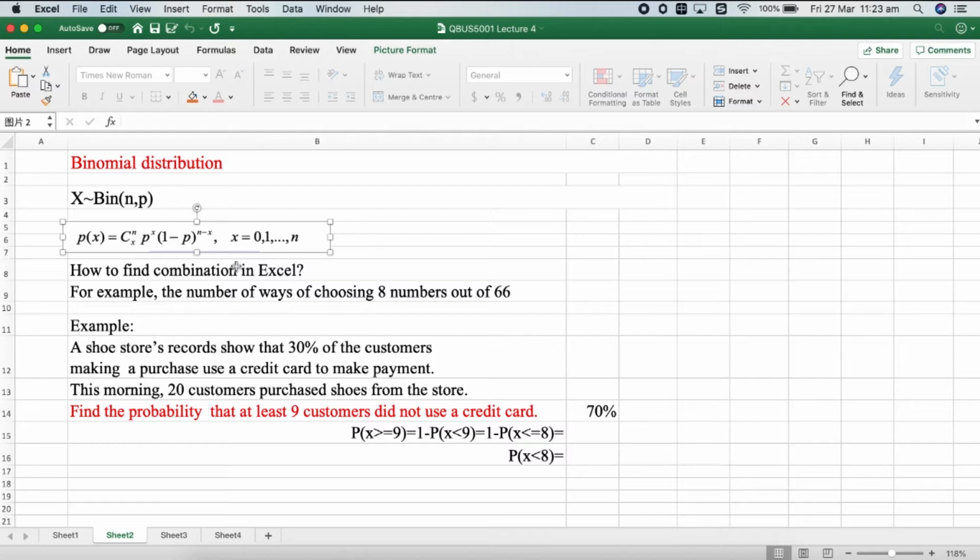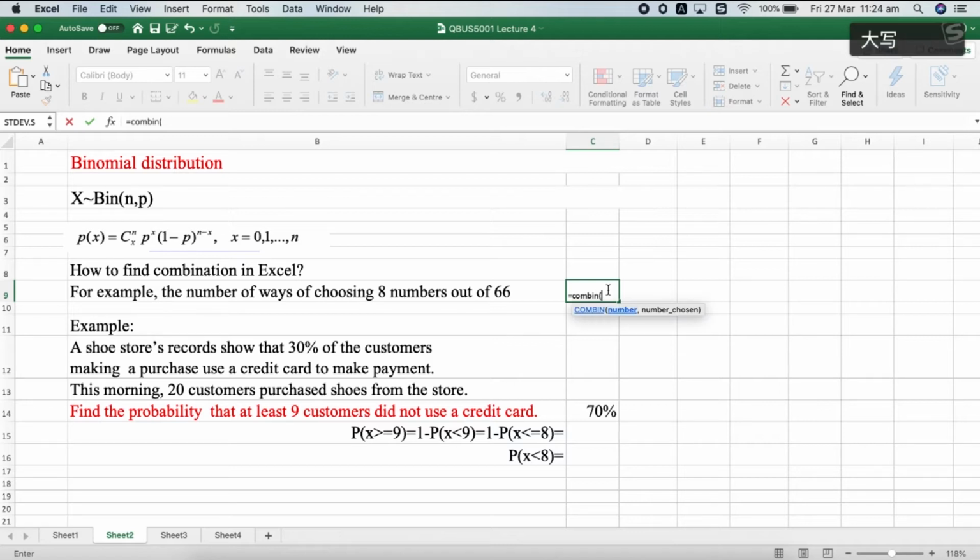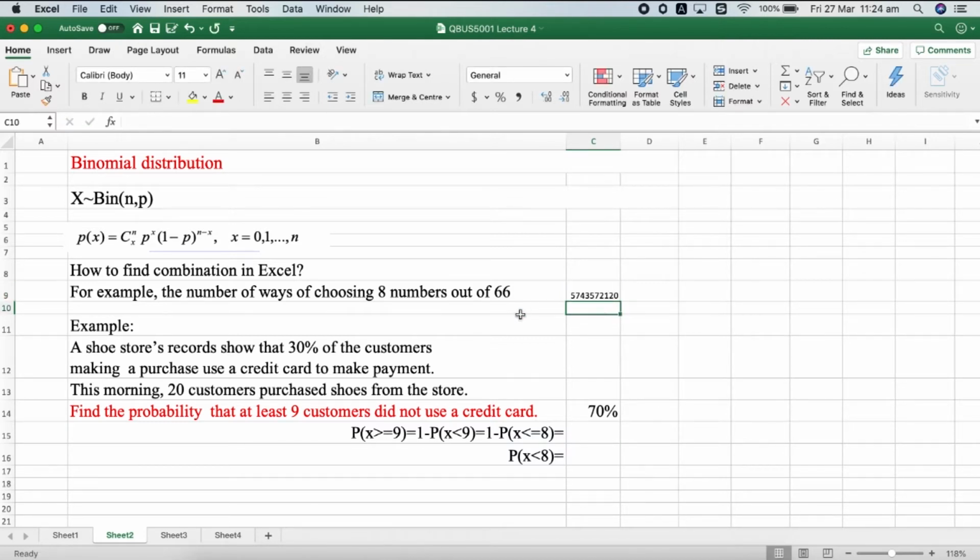Okay, let's see how to find the combination in Excel. For example, the number of ways of choosing 8 numbers out of 66 equals... the number is 66 is the total number, and the number chosen is 8, and press enter. We can get the result.